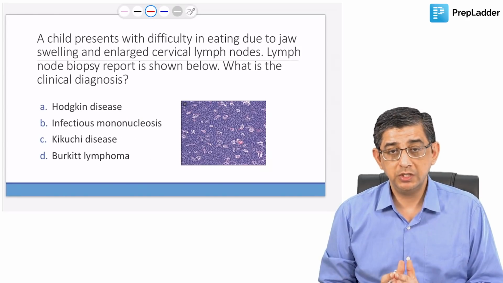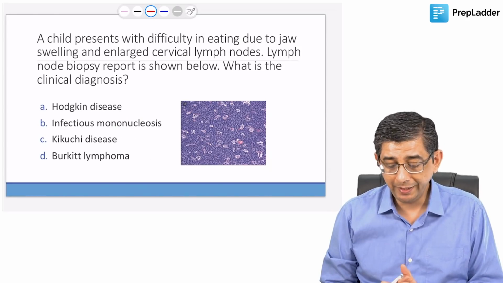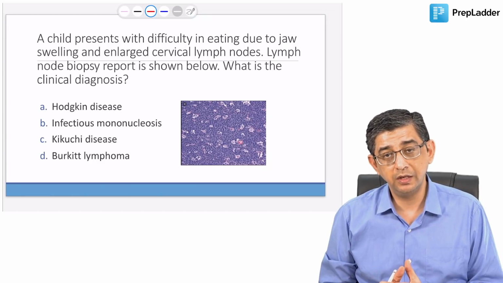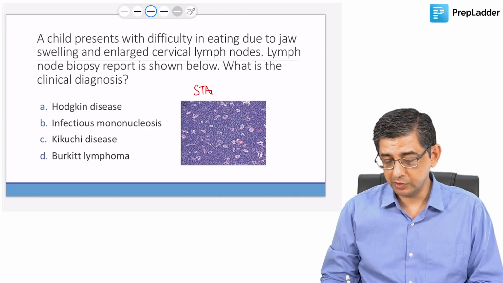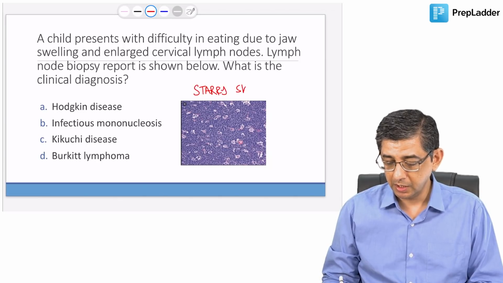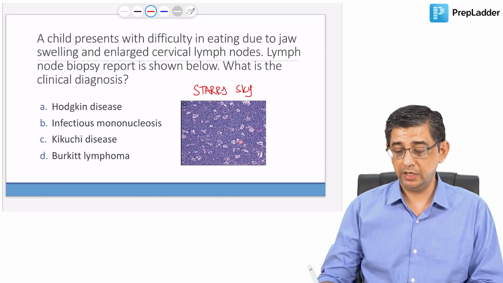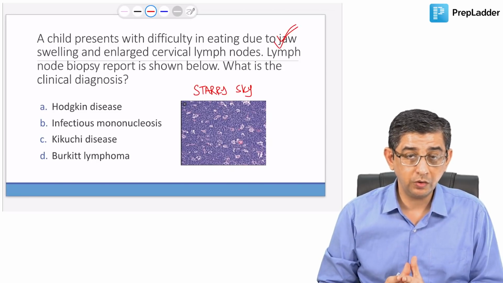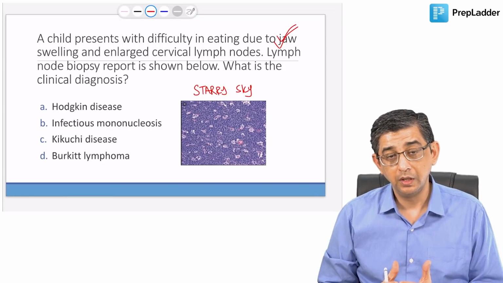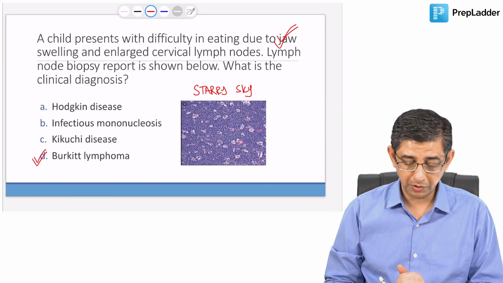The next question talks about a child presenting with difficulty in eating due to jaw swelling and enlarged cervical lymph nodes. The lymph node biopsy is present here. The biopsy finding of this patient is starry sky appearance. And along with that, you can notice that the child is having a jaw swelling. That is itself telling you that this presentation is that of Burkitt's lymphoma. The correct answer for this question is option D.